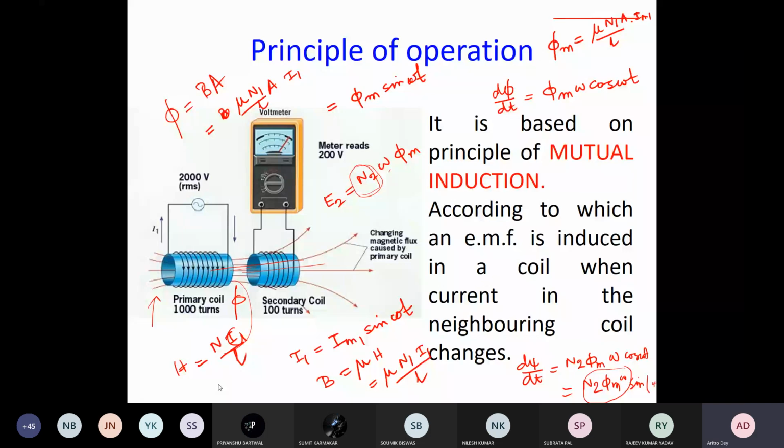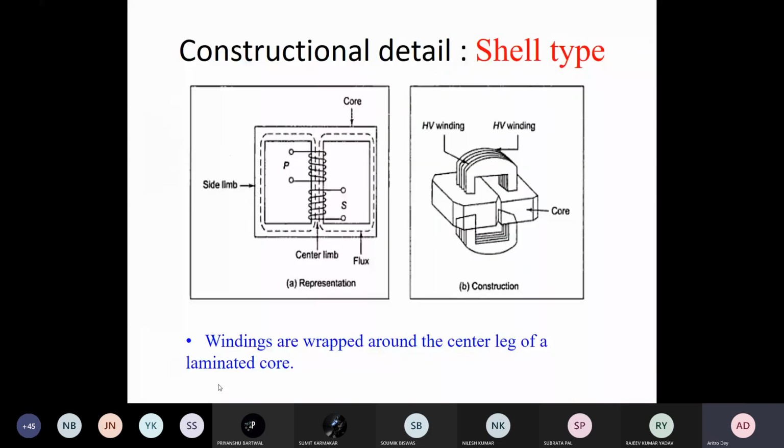Now let us go through the construction details. Here we usually have two kinds of transformer. From the construction point of view, we can classify them as shell type and core type. In shell type, there will be a central limb, over which the primary and the secondary coils are wound over one another, and this is core type.